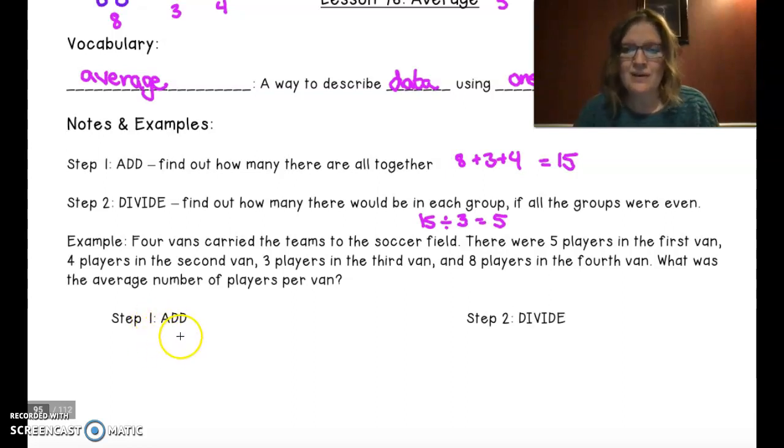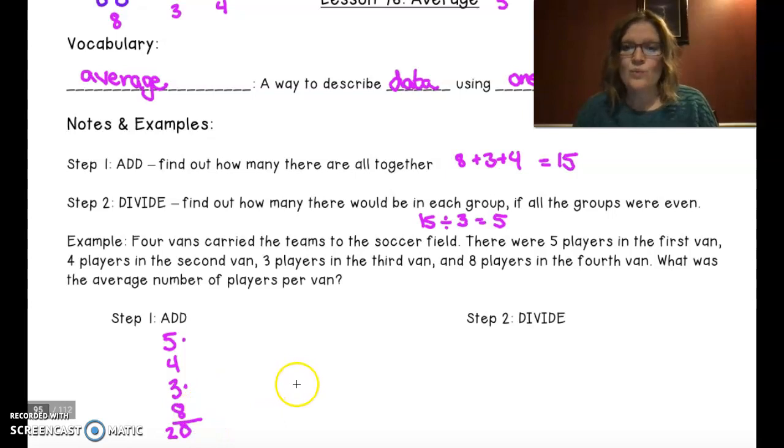So our first step is to add. We have 5 players in the first van, 4 players in the second van, 3 players in the third van, 8 players in the fourth van. So let's add these up. I know that 3 plus 8 is 11. 1 plus 4 is 5. Plus 5 is 10. So I know that my number is going to be 20 when I add these all up.